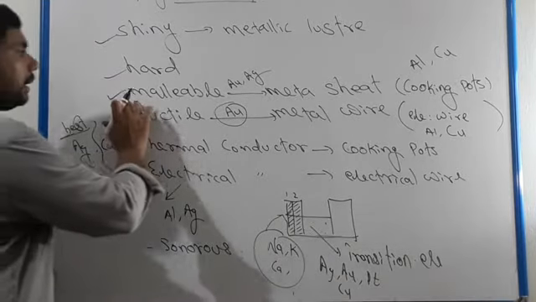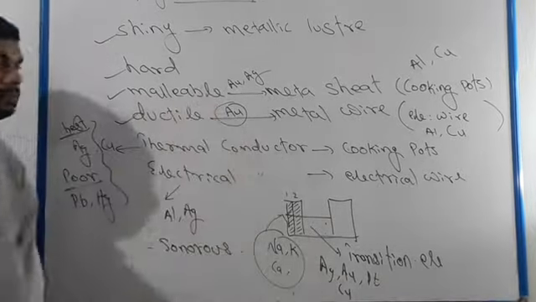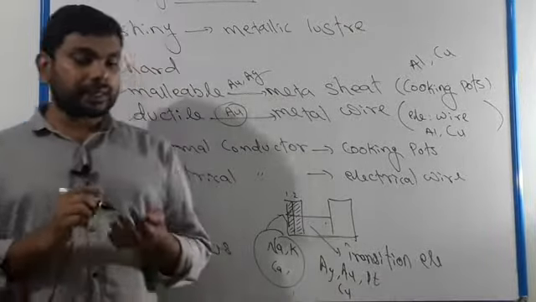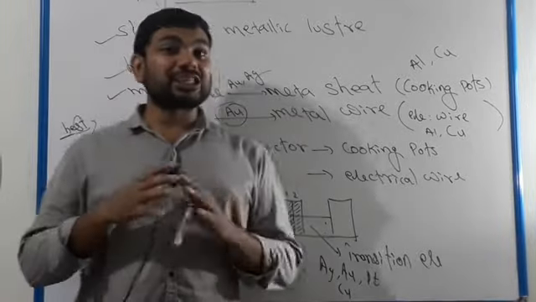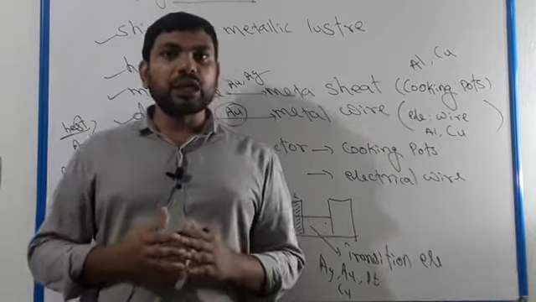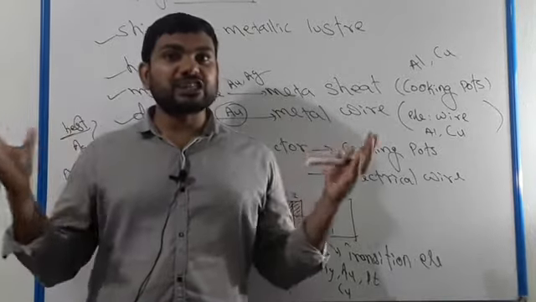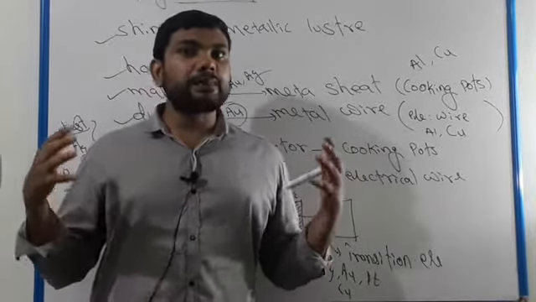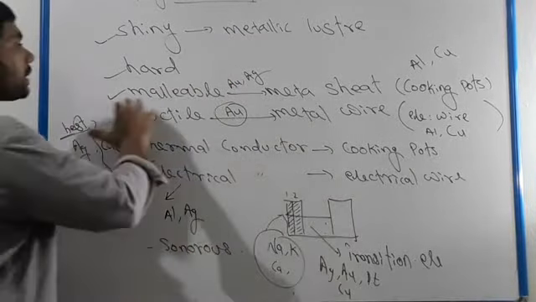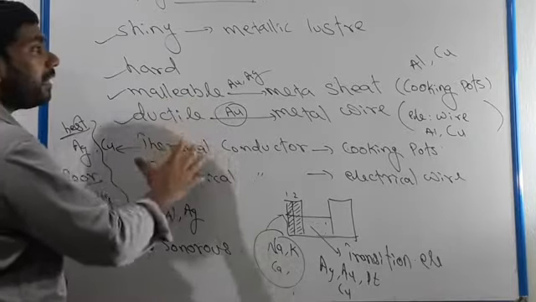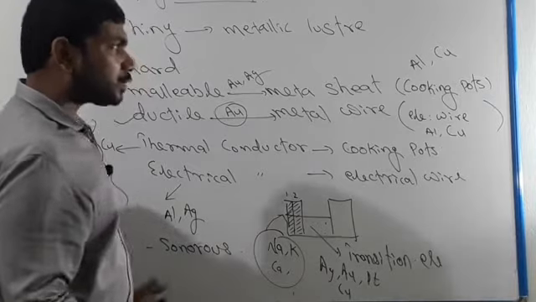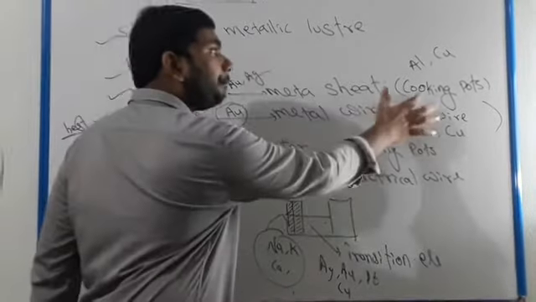And another one here, metals are malleable. Metals are malleable means we can convert metal to metal sheet. We can change the shape of metal and we can produce different types of pots, different types of vessels. So you can say generally metals are malleable. Malleable means we can change metallic sheet. That's why metal is used to make cooking pots.